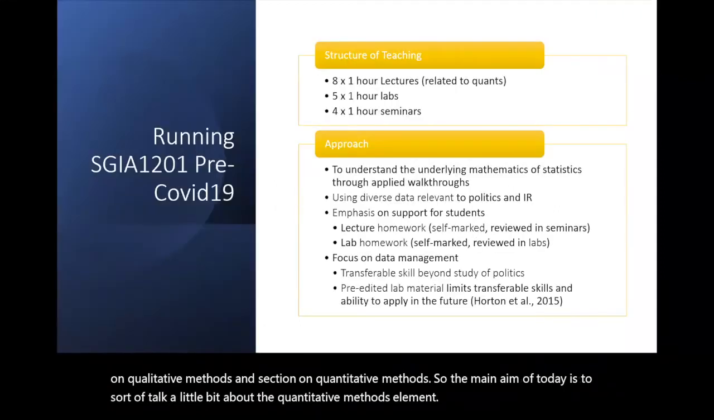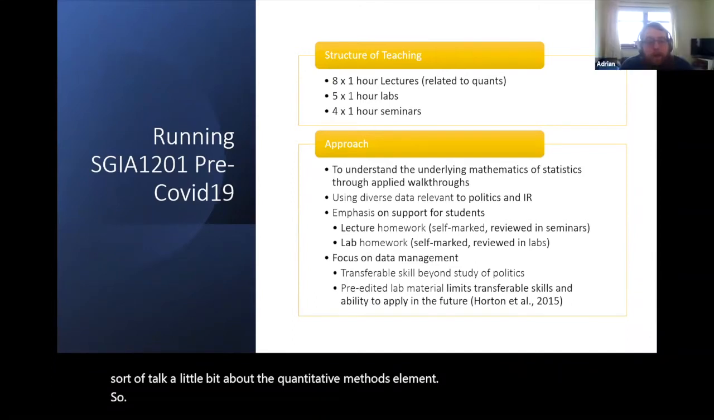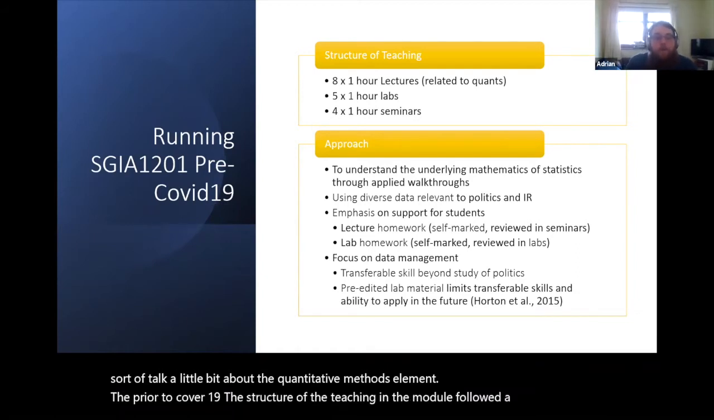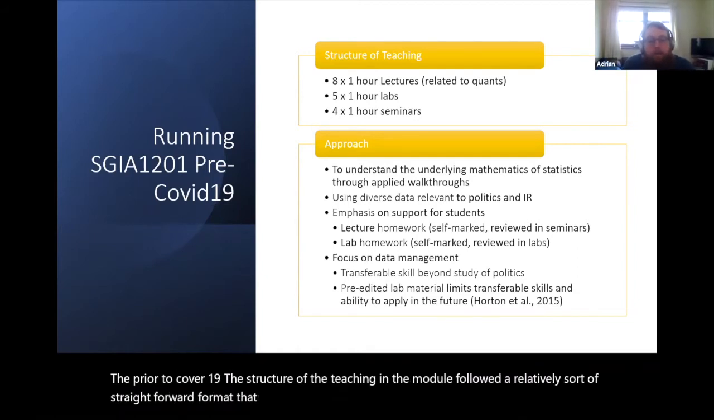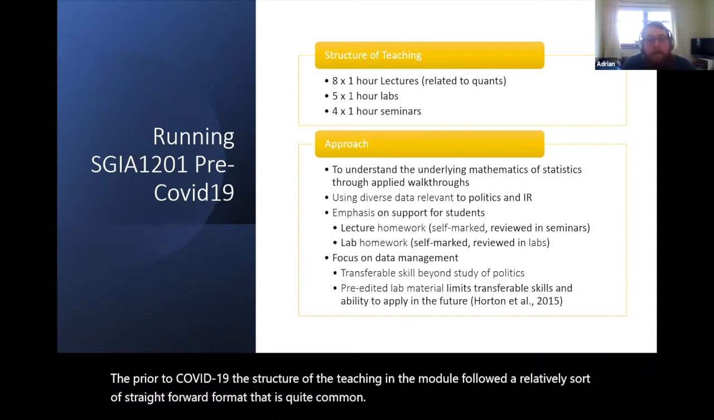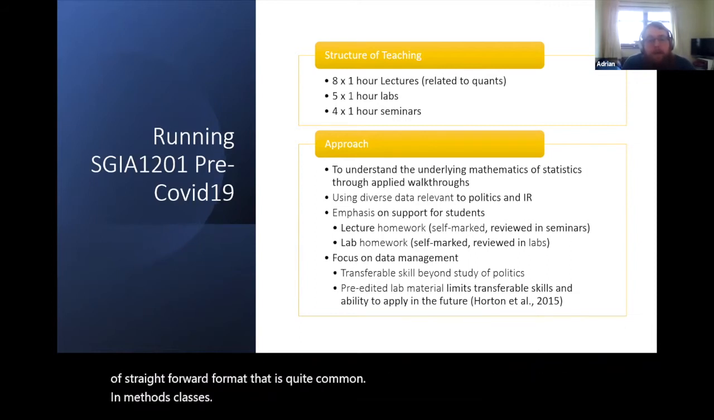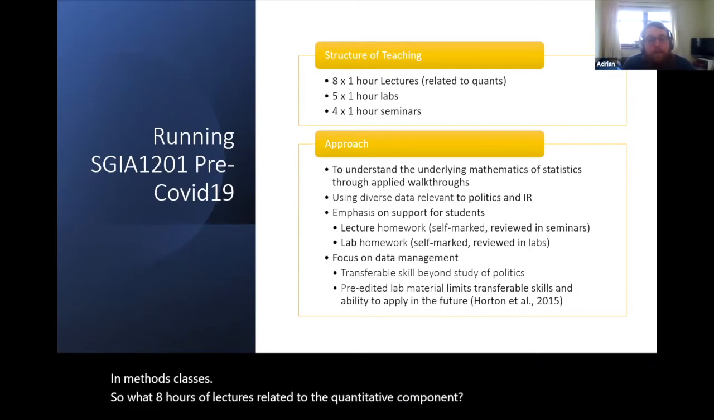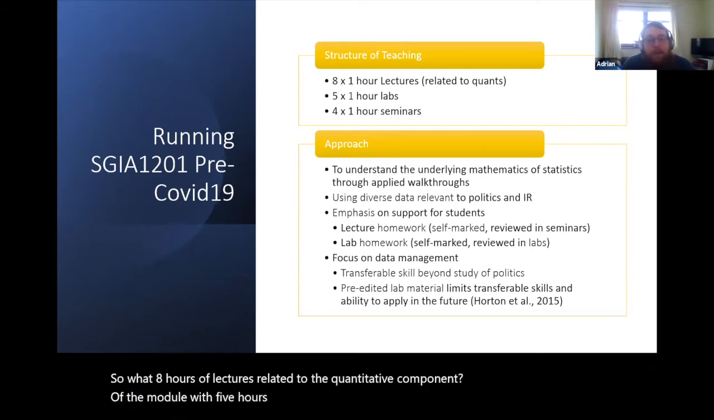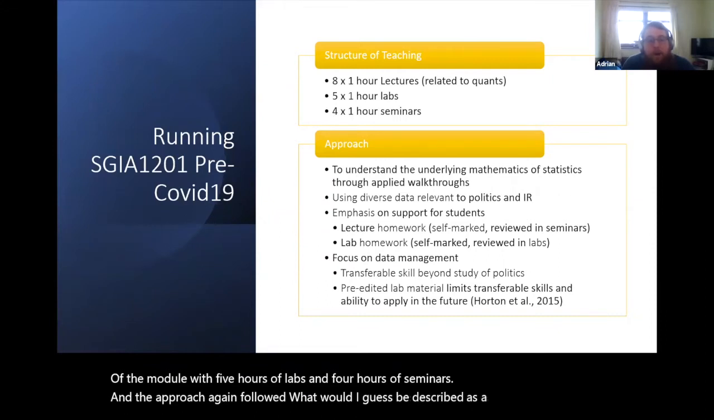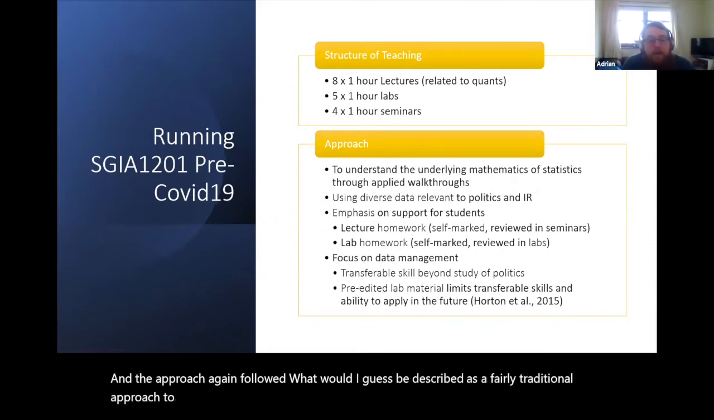So prior to COVID-19, the structure of the teaching in the module followed a relatively straightforward format that is quite common in methods classes. There were 8 hours of lectures related to the quantitative component of the module, with 5 hours of labs and 4 hours of seminars. And the approach followed what would be described as a fairly traditional approach to teaching statistics.